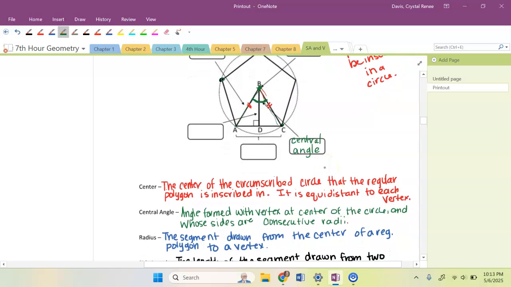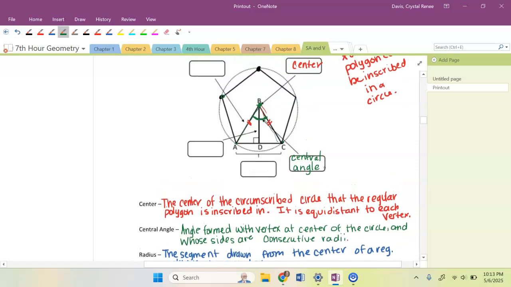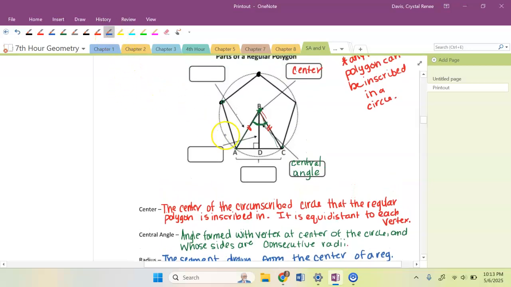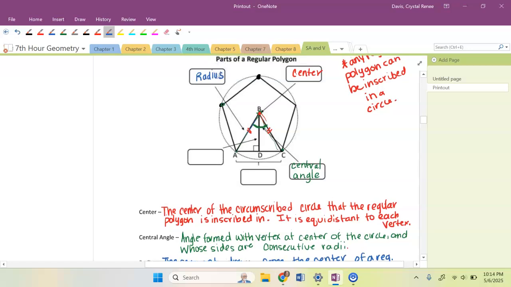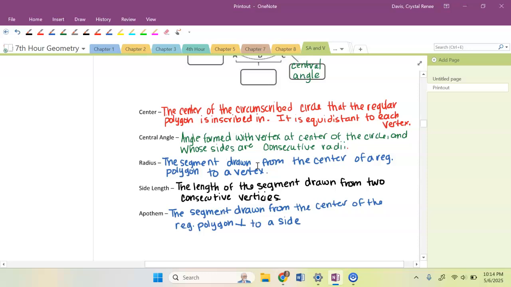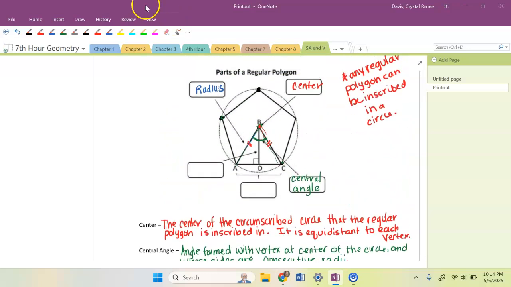The radius is a segment drawn from the center of a regular polygon to its vertex. So right here, this is pointing to BA. This would be an example of a radius. What's next? A side length. It would be the length of a side. So simply put, this length right here. So it'd be a side of a regular polygon. And then last but not least, this piece right here, up and down, this is the apothem.